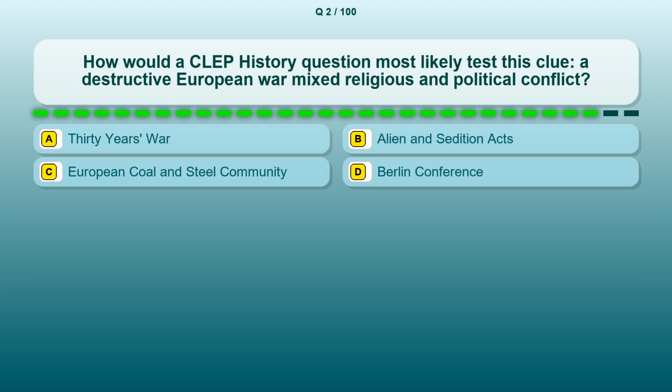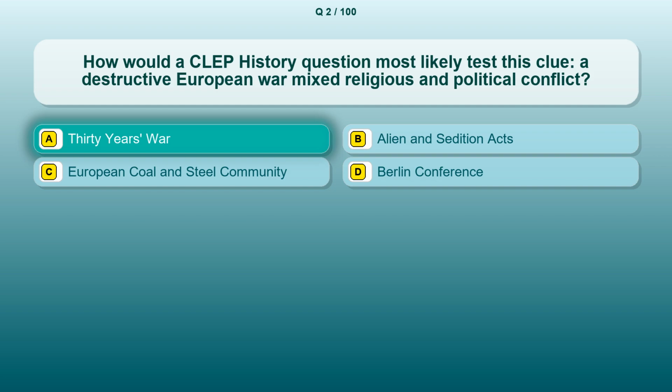Question 2. How would a CLEP history question most likely test this clue? A destructive European war mixed religious and political conflict? Option A. 30 Years' War. Option B. Alien and Sedition Acts. Option C. European Coal and Steel Community. Option D. Berlin Conference.